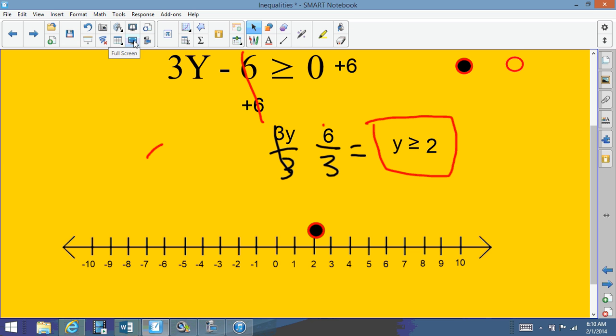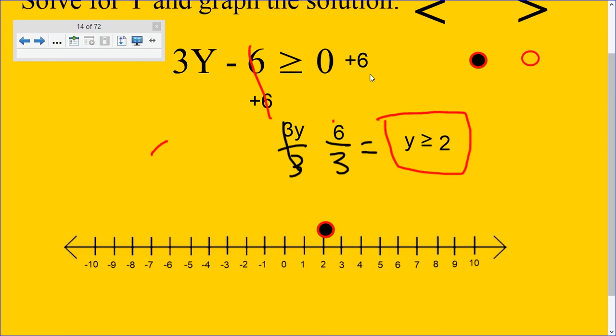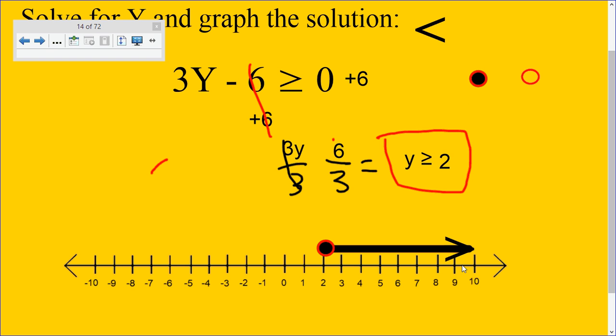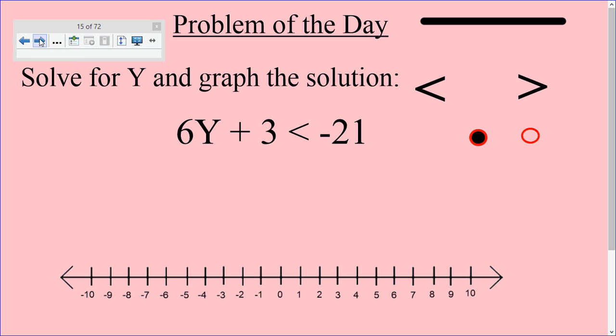So when we graph y greater than or equal to 2, notice which direction it's pointing, which is to the right. Let's connect it with a line. And there is our graph. Notice again, it's pointing to the right like our greater than or equal to symbol. So that's how you do a two-step.